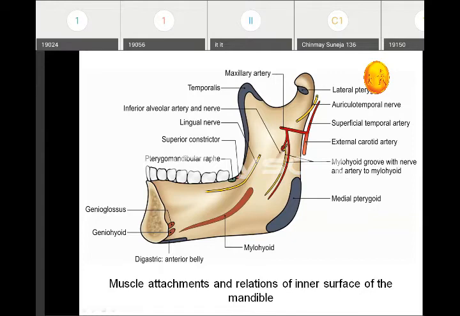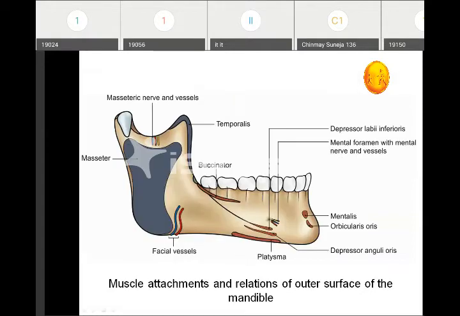The vessels which are in relation to the ramus and the body of the mandible. On the outer aspect, we have discussed the mental foramen. The mental foramen gives passage to mental nerves and vessels. Whereas the mandibular notch, which is present on the superior border of the ramus, is related with the masseteric nerves and vessel. The base of the mandible is related with facial vessels.